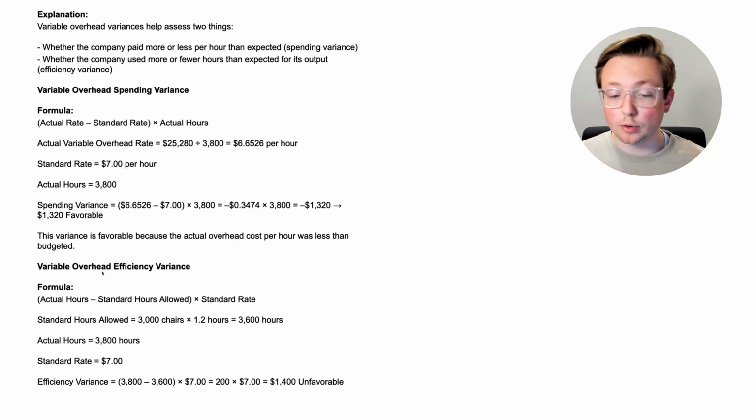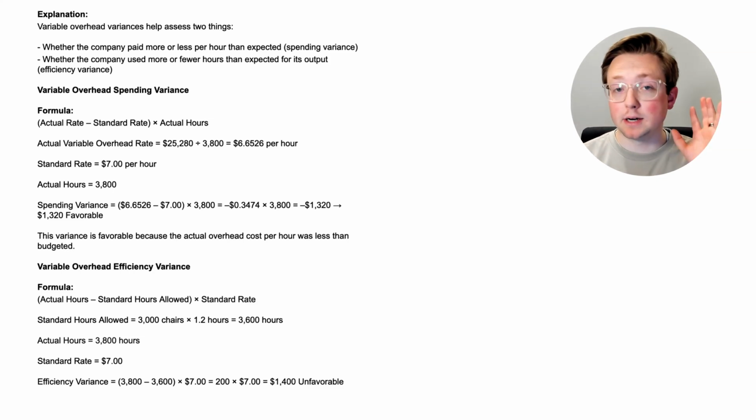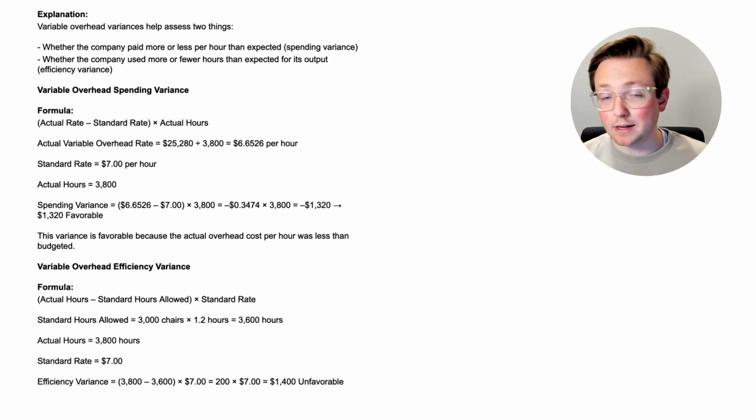Now let's talk about variable overhead efficiency variance. The formula for this is the actual hours less the standard hours allowed multiplied by the standard rate. So standard hours allowed, we figure that out by taking the 3,000 chairs multiplied by 1.2 hours, that's 3,600 hours. That's how many hours they're expecting it to take to make 3,000 chairs. The actual hours was 3,800 hours, and the standard rate is $7 per hour.